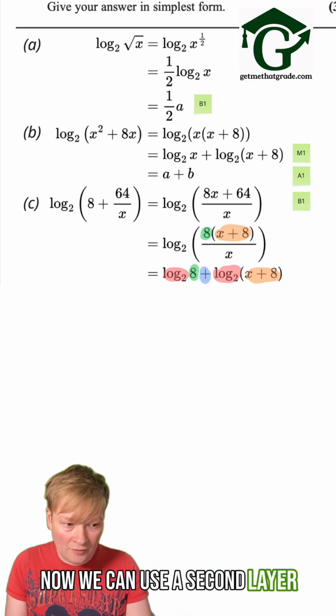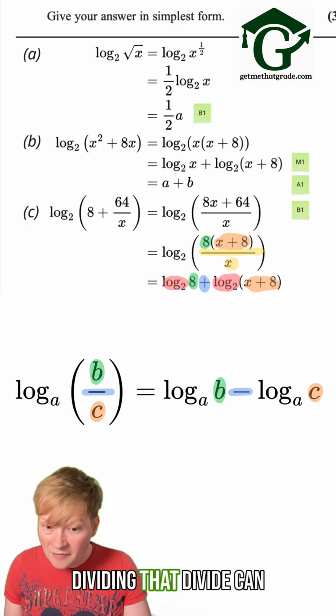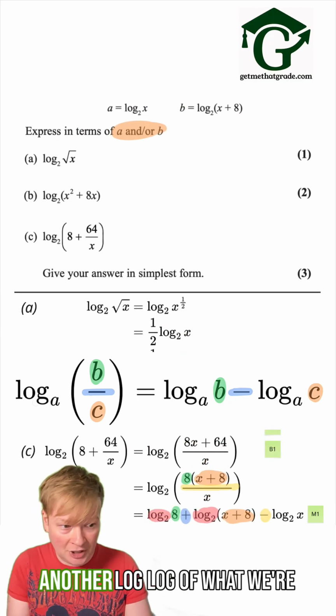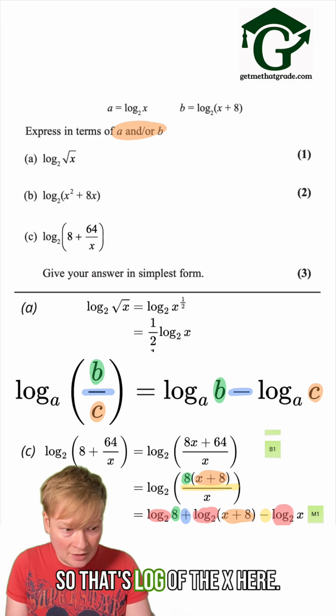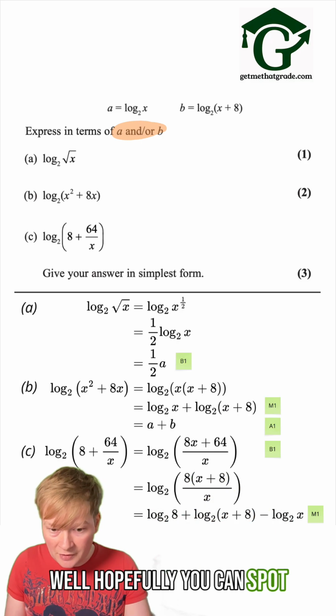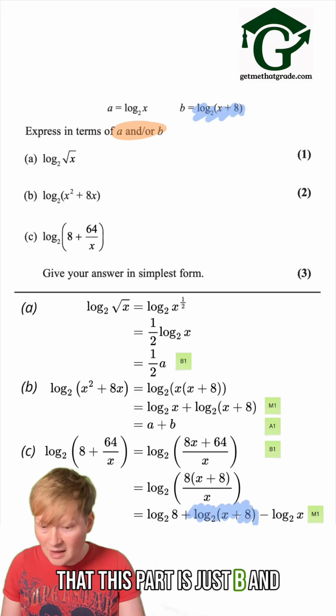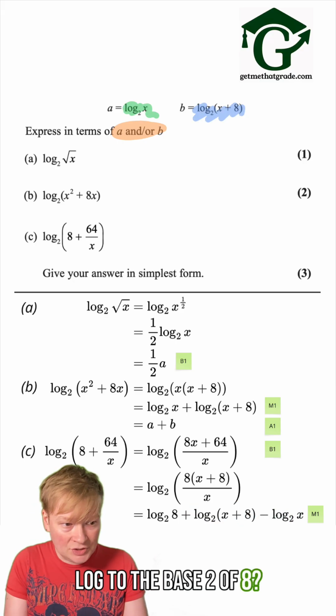Now we can use a second law of logs that says that when we divide by x, here, when we're dividing, that divide can become a subtraction of another log of what we're dividing by. So that's log of the x here. How is that helpful? Well, hopefully you can spot that this part is just b, and this part here is just a. What about log to the base 2 of 8?